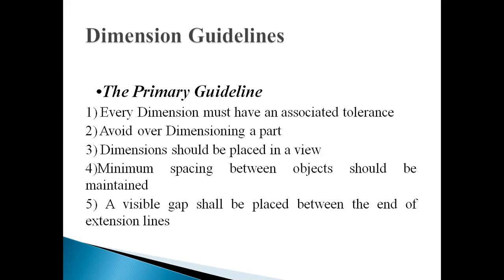First, every dimension must have an associated tolerance. Second, avoid over dimensioning a part, that is, double dimensioning of a feature is not permitted. Dimensions shall be placed in a view which most clearly describes the feature being dimensioned. Minimum spacing between objects should be maintained.